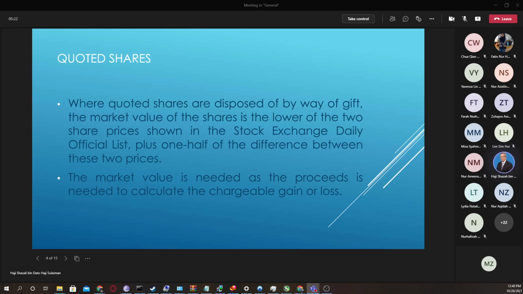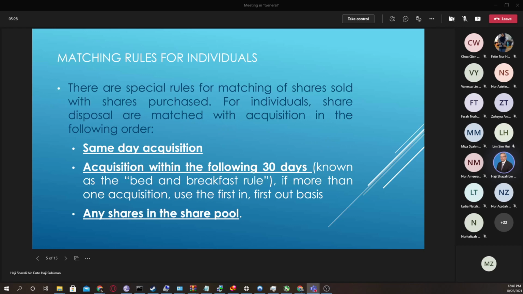You are not liable to capital gains tax. You're still liable to capital gains tax on the increase in the value. Yep. Now, there are some rules in terms of for individuals, and the rules are slightly different for companies.